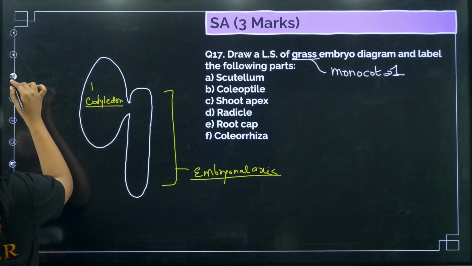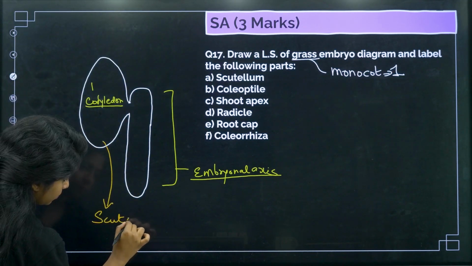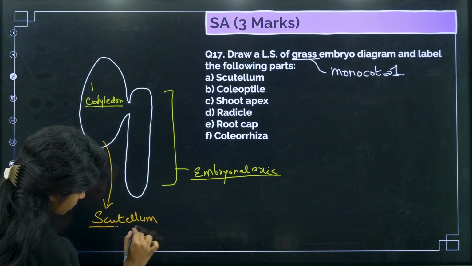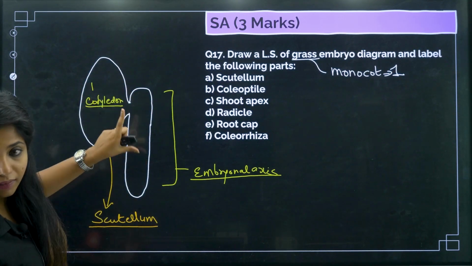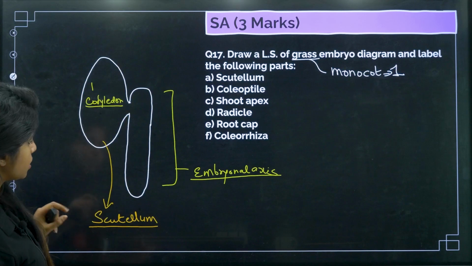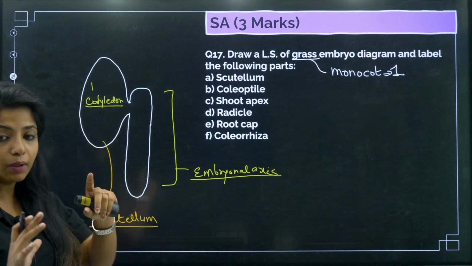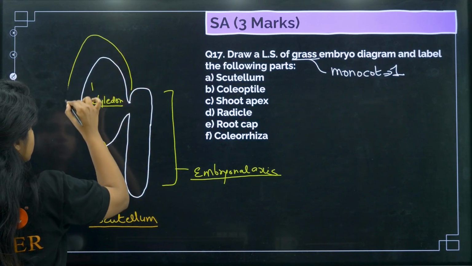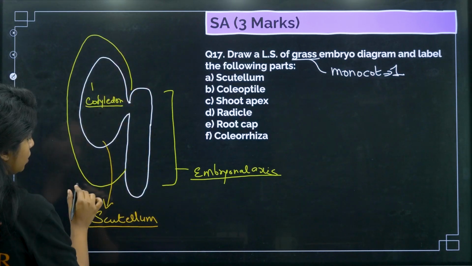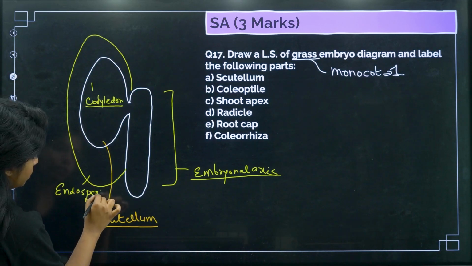This cotyledon has a specific name. I call it scutellum. This will be providing nourishment to the growing embryo. The embryo is here only. This is the embryonal axis. This is known as scutellum. Now I told you a little amount of endosperm is still remaining. So I will make the endosperm right over here. This is the endosperm that I am having over here. I don't have to mention it, but still I will mention it.